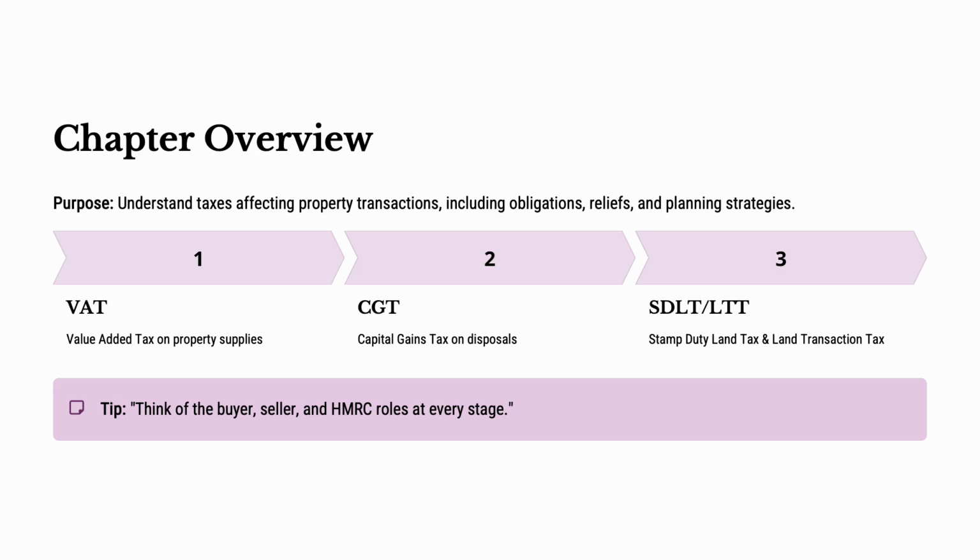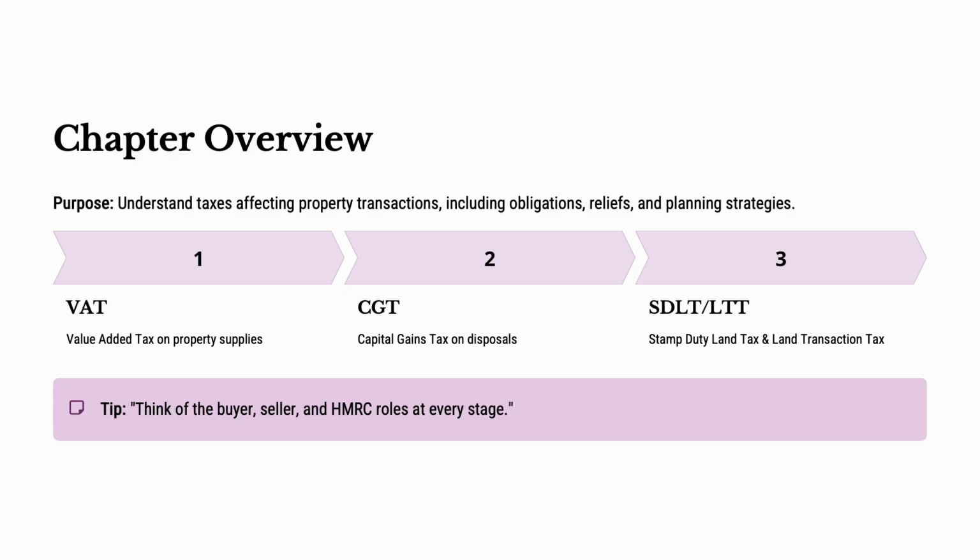So let's set the scene. This chapter is all about understanding taxes that affect property transactions, your obligations, available reliefs, and planning strategies. So we are looking at three main taxes: VAT, value added tax on property supplies. This is crucial for commercial property transactions. CGT, capital gains tax on disposals. This hits sellers when they make a profit on property sales.